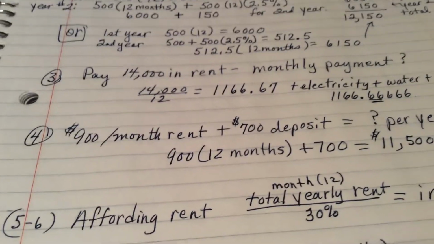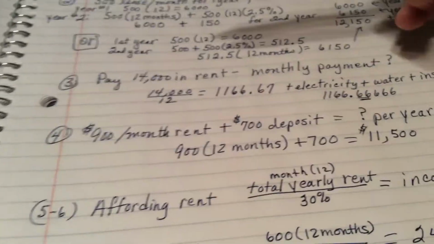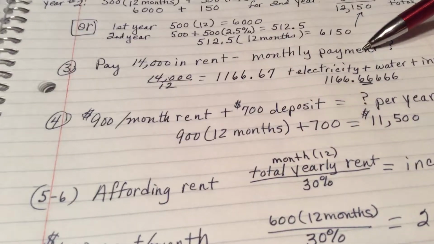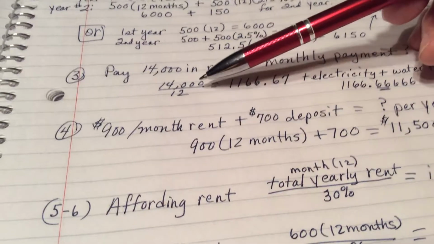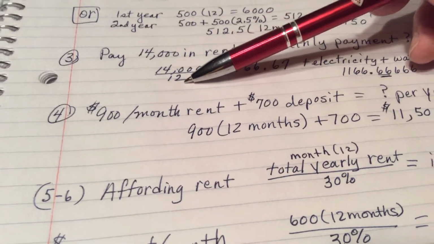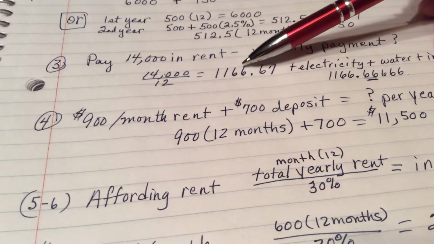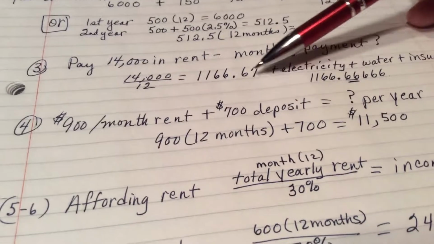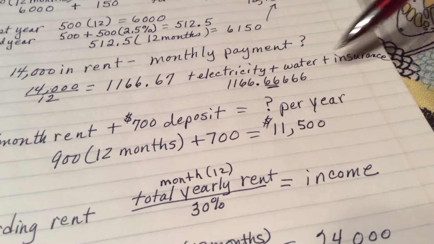On example number 3, we're going to pay $14,000 in rent. In a year, what would be our monthly payment? You take that $14,000 you paid them in a year and divide it by 12 months. So that means that you get $1,166.67. Now, if you have to pay electricity and water and insurance, then you add those to that.